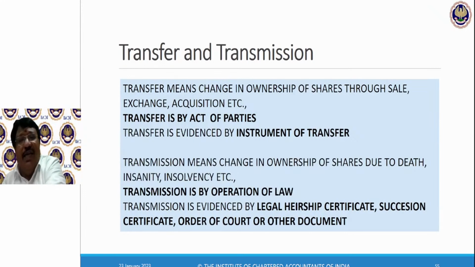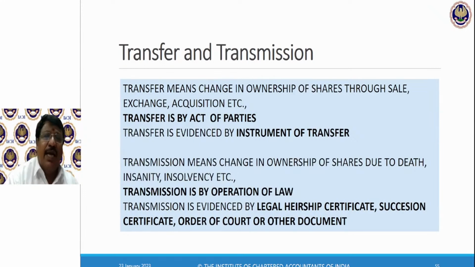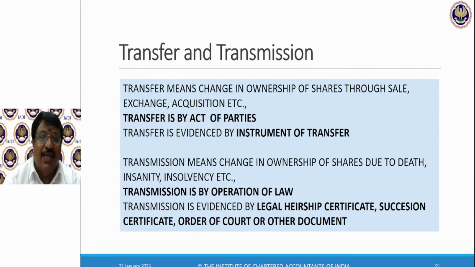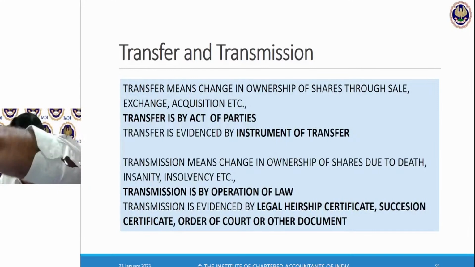Similarly, when there is an insolvency, Mr. A is unable to pay his debts. Then we file for insolvency. The court passes an order of insolvency. Immediately they will appoint a receiver or assignee. That receiver or assignee will then take over the business of the insolvent. All the assets will now vest with the receiver or assignee, including any shares. Suppose any shares belonging to the insolvent are there, that will now vest with the official receiver or assignee.